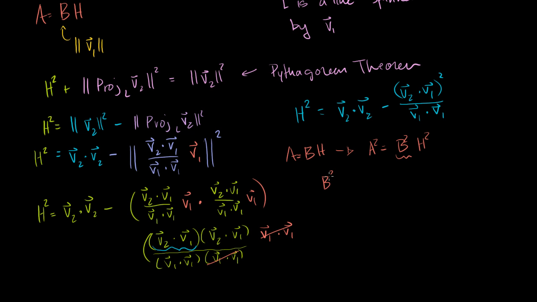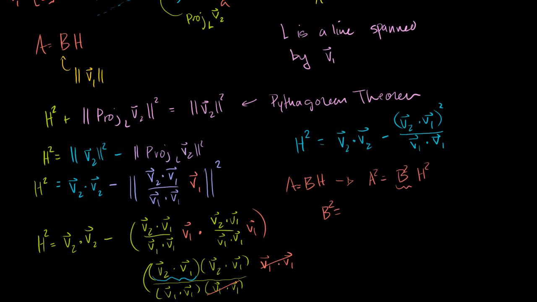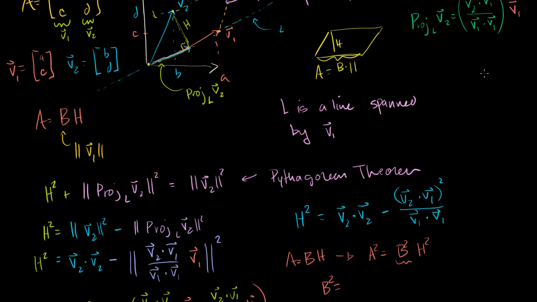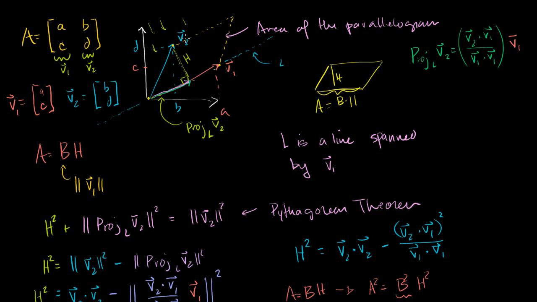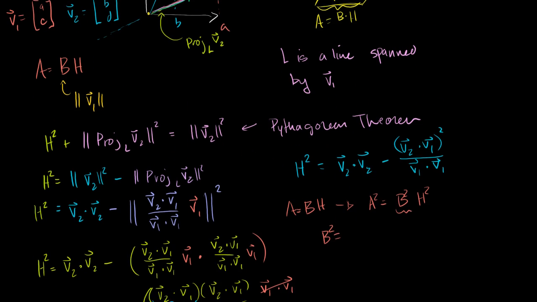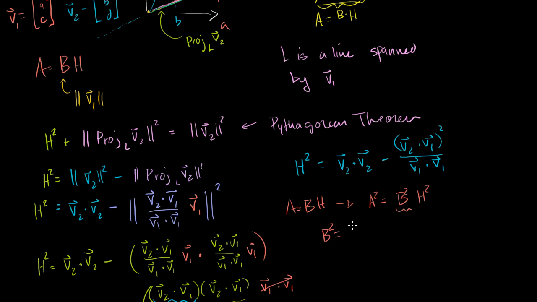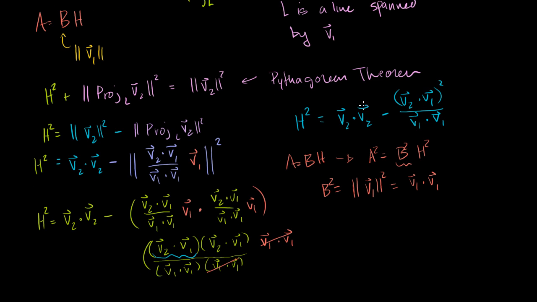So the base squared, we already saw, the base of our parallelogram is the length, the base of our entire parallelogram. Remember, this is the parallelogram in question. The base is the length of vector v1. Now, what is the base squared? The base squared is going to be the length of vector v1 squared. Or another way of writing that is v1 dot v1. And we already know what the height squared is. It's this expression right there. Right? Let me write that down. The height squared is the height squared right there.